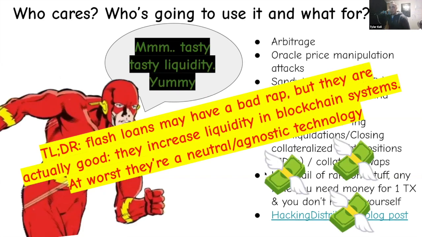But I'm actually going to make the assertion that flash loans, even though they have a bad rap because they've been used in a variety of smart contract hacking incidents, because people who hack smart contracts want money to do the hacking with, I think they're good because they increase liquidity in blockchain systems overall. And at worst, maybe they're a neutral agnostic technology, but anytime you increase liquidity in the system, in my opinion, that's generally a good thing. The liquidity of money is a desirable property.